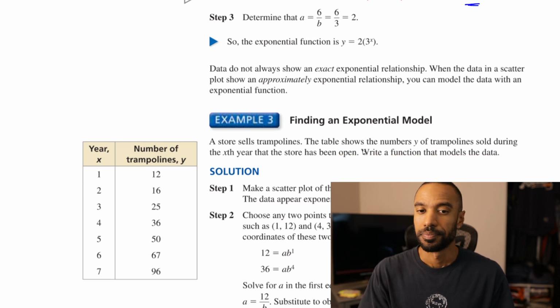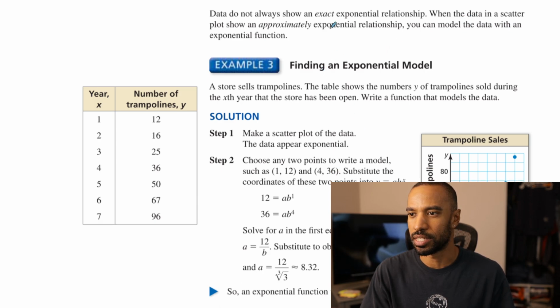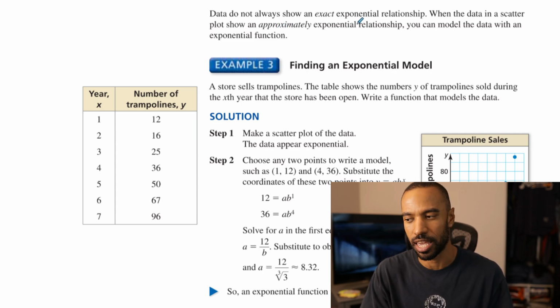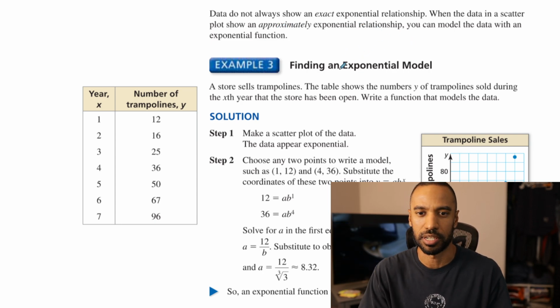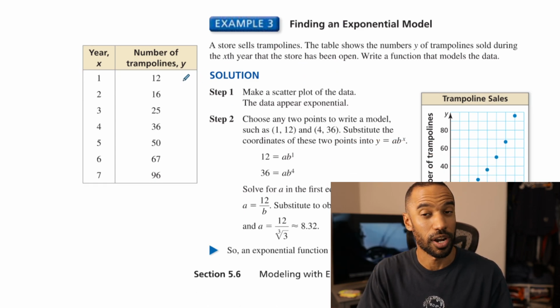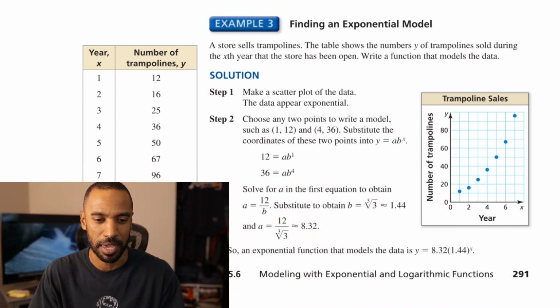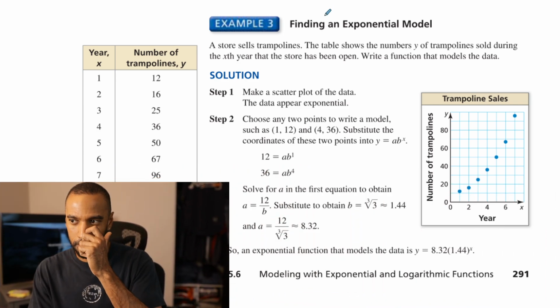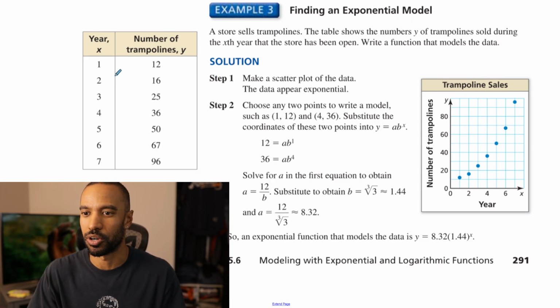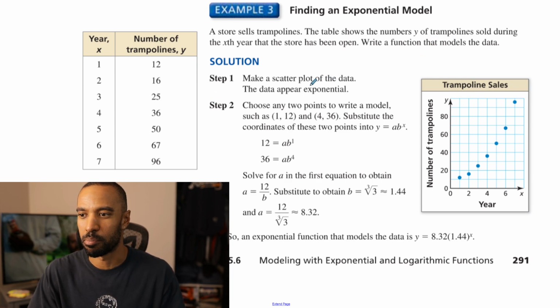Moving forward, data do not always show an exact exponential relationship. When data in a scatter plot show an approximately exponential relationship, you can model the data with an exponential function. So they give you information here. A store sells trampolines. I guess you got to buy trampolines somewhere, right? Maybe Amazon, but maybe the store. The table shows the numbers y of trampolines sold during the xth year the store has been open. They're increasing. Write a function that models the data.